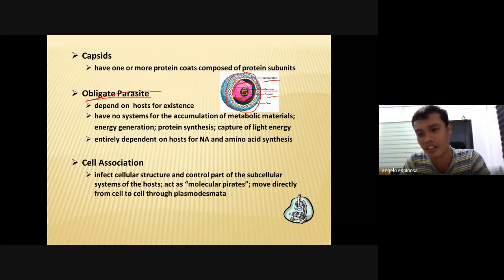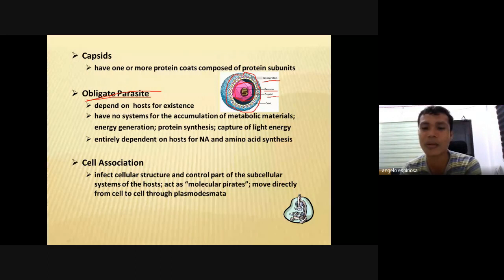Let's say, there are vectors. May mga vectors na nagda-transmit ng virus, but there's no host at all on the infected plants. It means that hindi mag-exist ng matagal yung virus because there's no host at all. So what should we do, sir, in order to prevent magkaroon ng host for the virus existence?